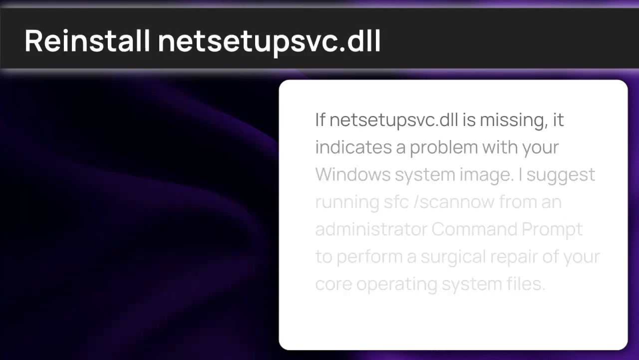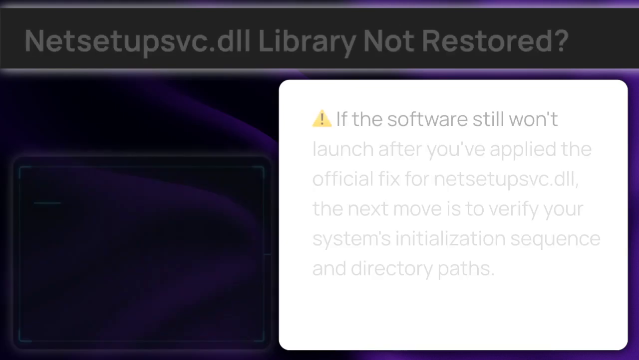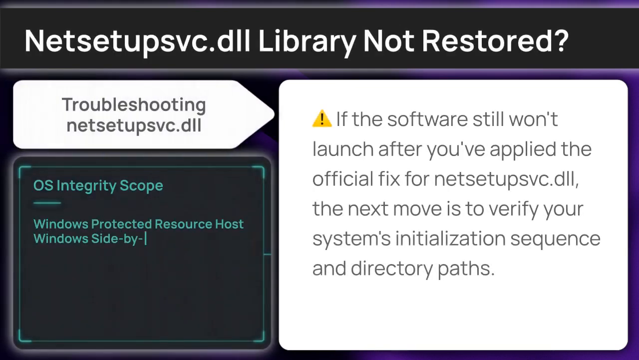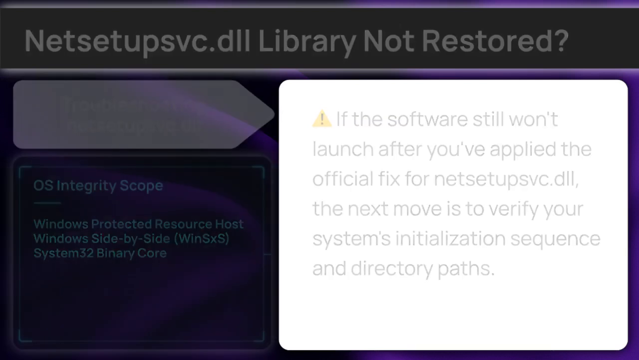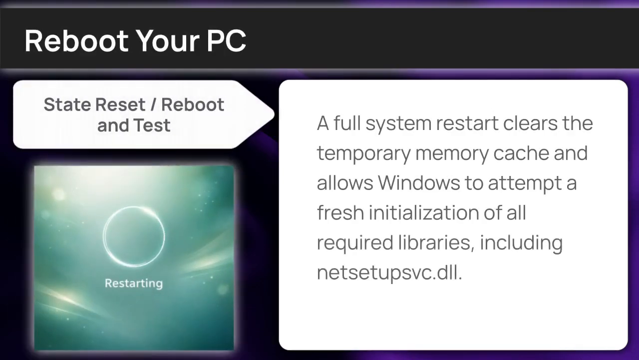If Network Setup Service DLL is missing, it indicates a problem with your Windows system image. I suggest running sfc /scannow now from an administrator command prompt to perform a surgical repair of your core operating system files. If the error persists despite the new library files, we must verify if a simple synchronization conflict is preventing the file from loading. A quick system restart is a practical way to ensure that all shared libraries, including Network Setup Service, are being loaded correctly into the current session's memory.